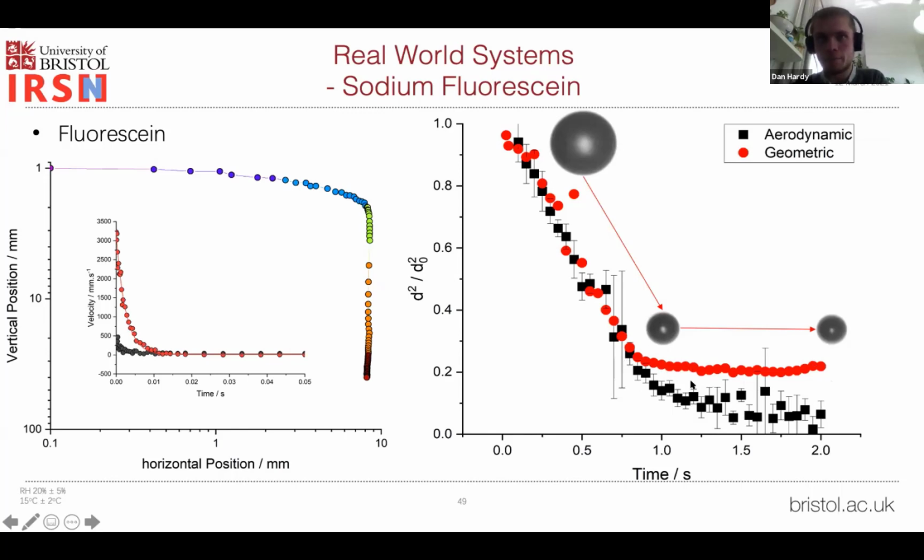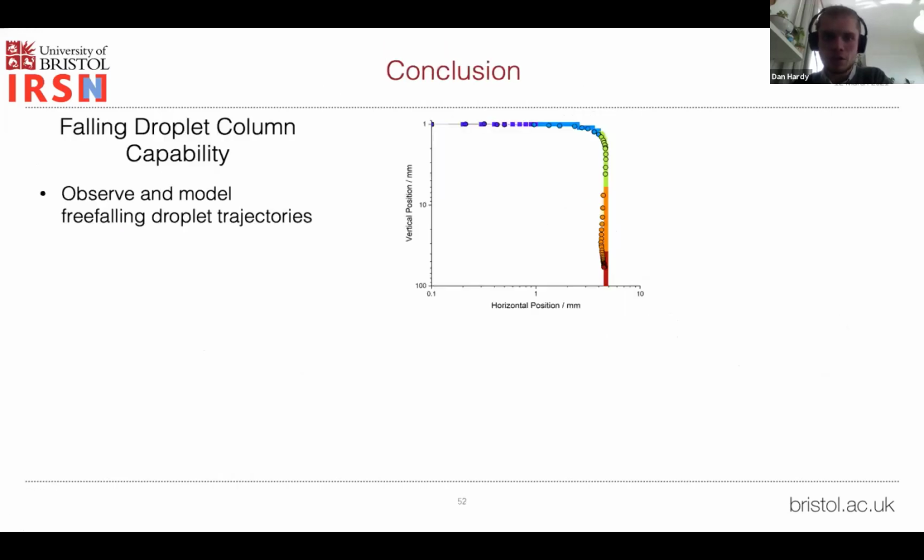So this is a really interesting result for, let's take sodium fluorescein as a generic amorphous system, which is much more applicable to things like the food industry, for dairy systems, and a good real world example. So with that, I'll just conclude.